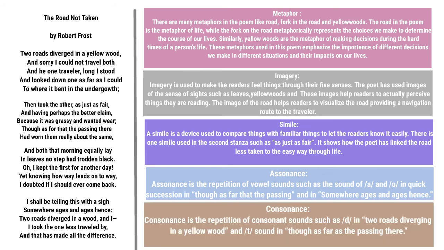Number 5 is consonance. Consonance is the repetition of consonant sounds, such as the D sound in "two roads diverged in a yellow wood" and the T sound in "though as for that the passing there". You can see it in The Road Not Taken poem.